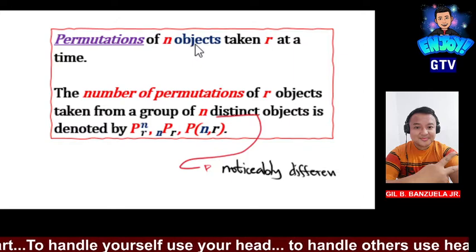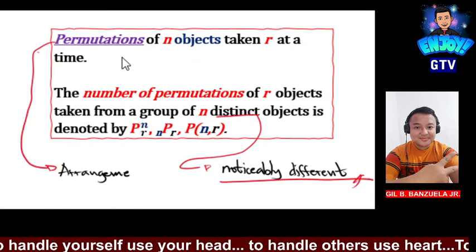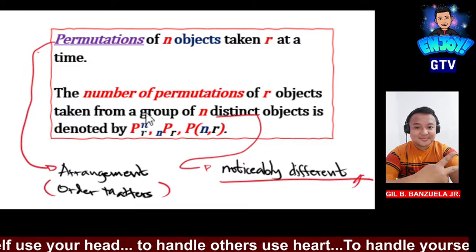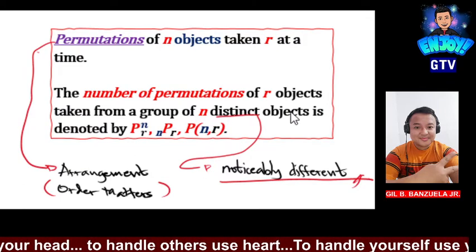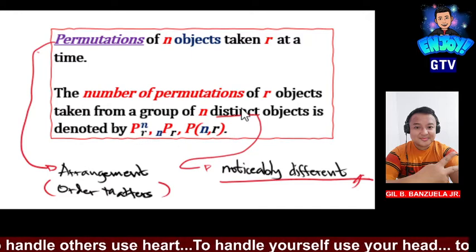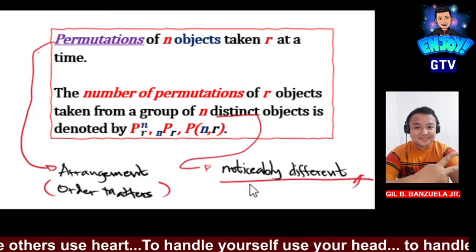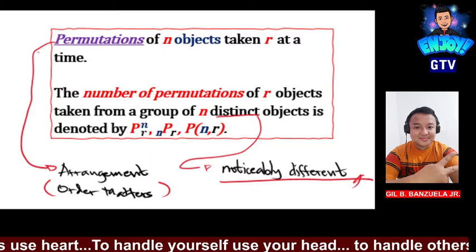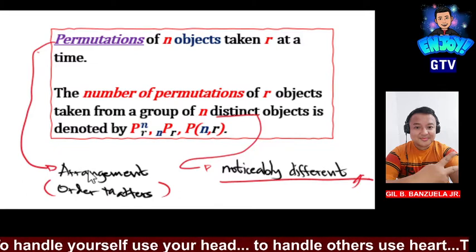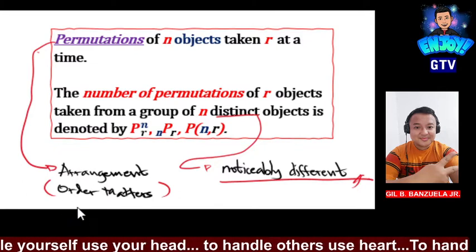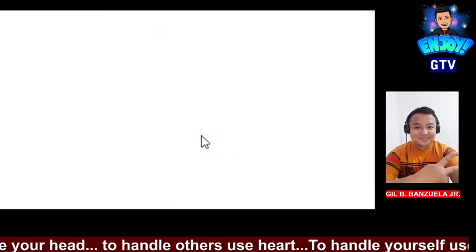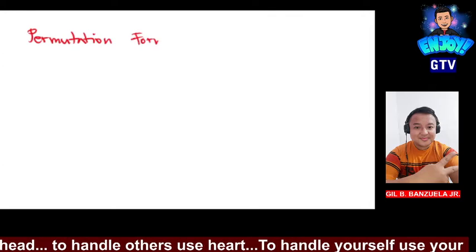The permutations of n objects taken r at a time is the number of permutations of r objects taken from a group of n distinct objects, denoted by the following symbols. When I say distinct, I mean noticeably different. So again, when we talk about permutations, we deal with arrangement where order matters. So let's deal with these symbols and take a look at the permutation formula.